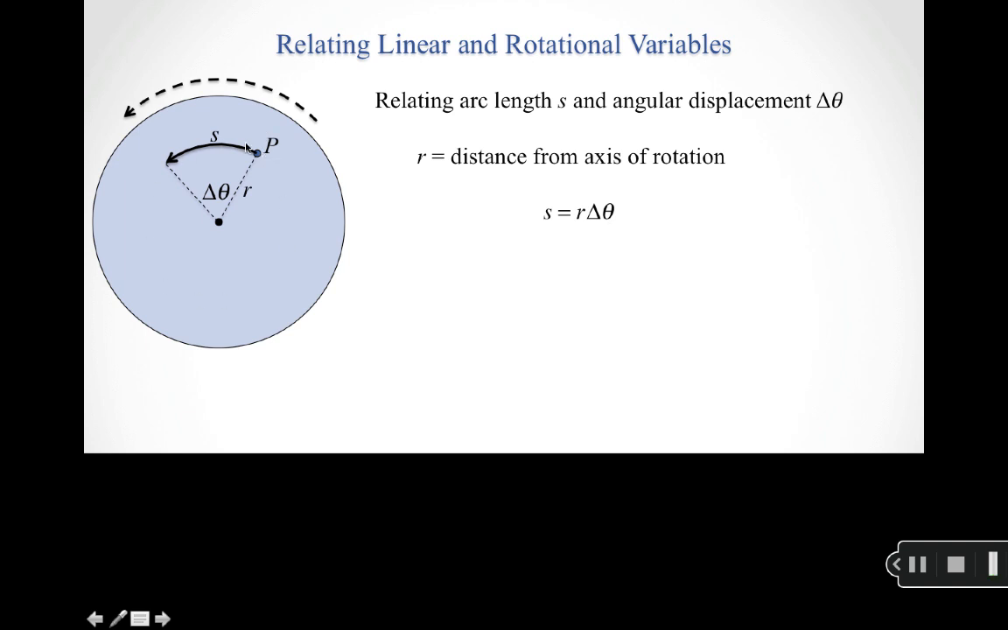So if you think about going all the way around the circle, then you would cut out an angle of 2 pi. And of course, you would then go around an arc length that's equal to the circumference of the circle. And sure enough, 2 pi times r is the circumference. So this equation makes some sense in terms of thinking about how this linear distance that your object is going to move cuts out some particular angle.